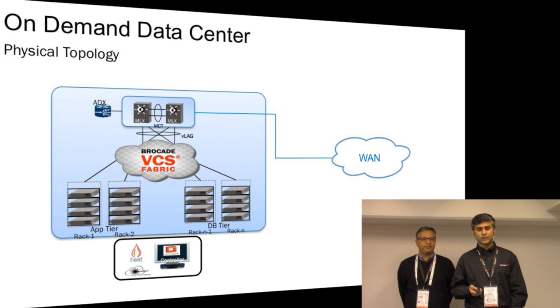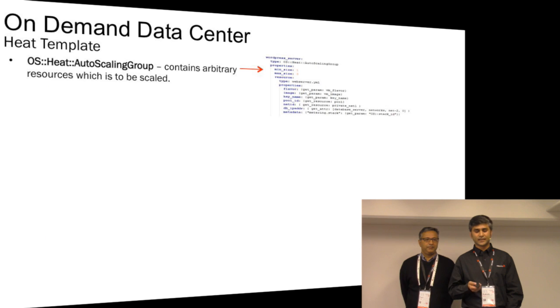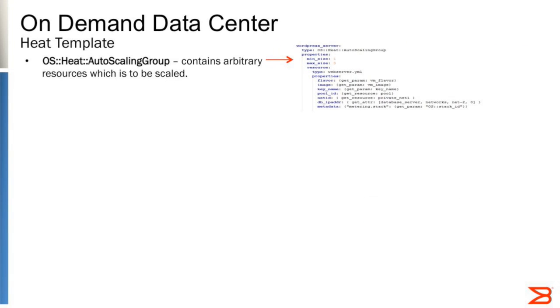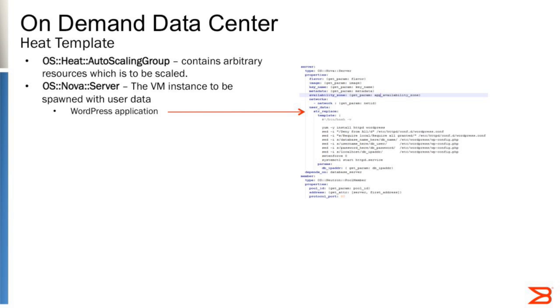So here, I'll just go over the heat template, how it is defined. I've defined in the heat template an auto-scaling group. Here, you identify what are the resources which need to be deployed using heat. And I have a server image with a WordPress application installed and bundled with that image, which will be deployed to the VM instances.